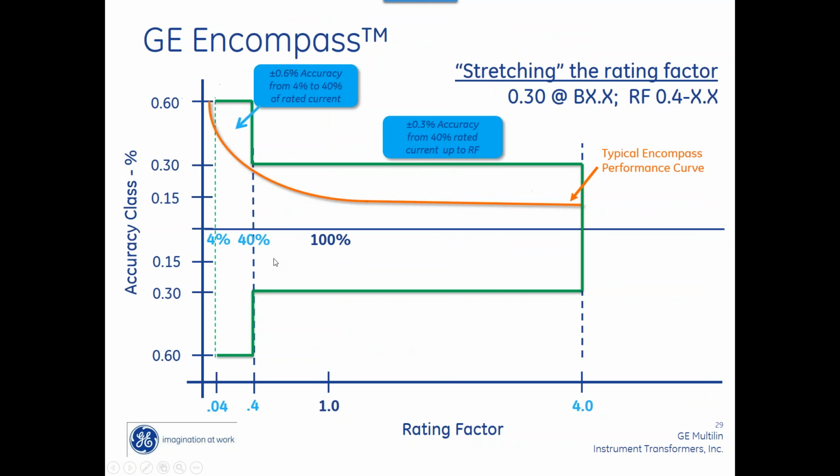GE ITI actually came out with a thing called an Encompass CT and kind of took advantage of that. So now in the Encompass series, we stretch the rating factor. Instead of being at 1.0 and going into the 3% accuracy, we can get it down to about 40%. And these CTs have a really nice wide range, so that's just a little food for thought for you.